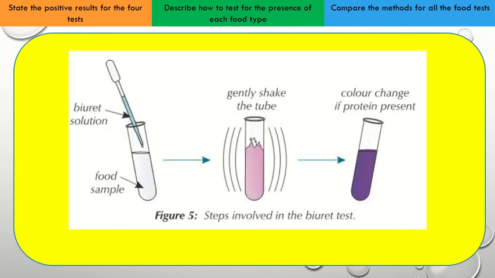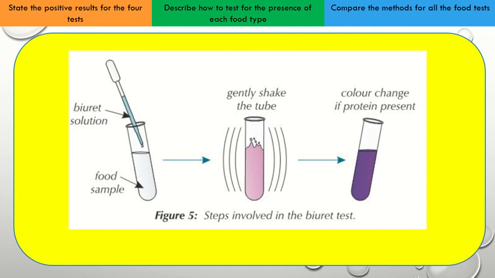Our third test, okay, we're thinking about proteins. So this one we use Biuret solution. So once again, we've got our test tube. You can see the food sample is labeled. You add Biuret solution. If you remember from previously, we have to add that and then gently shake it. If there is protein present, you will see there is a color change. So you will see it goes to a dark sort of purple lilac color.